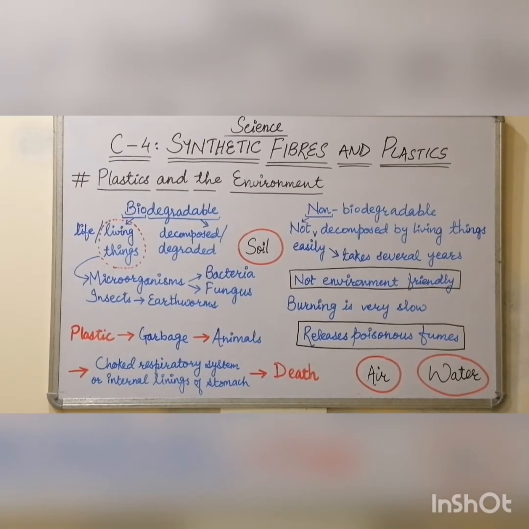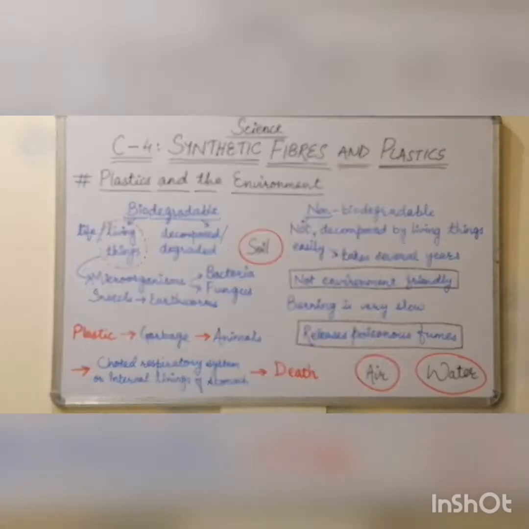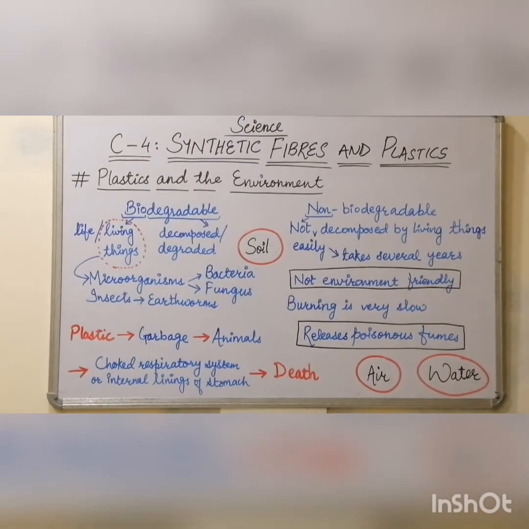Bio means life or the living things. Here we have the living things, which are microorganisms like bacteria and fungi, and insects like earthworms. The term degradable means decomposed or degraded, which means it may be broken down into small pieces or small components. So the living things which degrade or decompose materials easily, those materials are known as biodegradable materials.